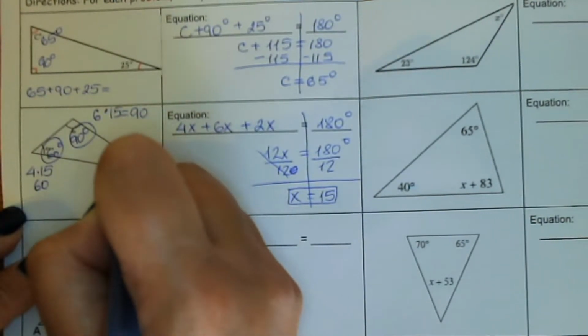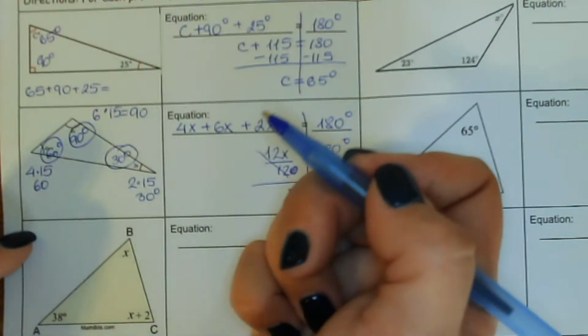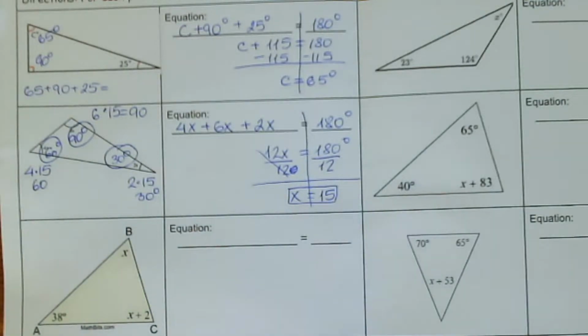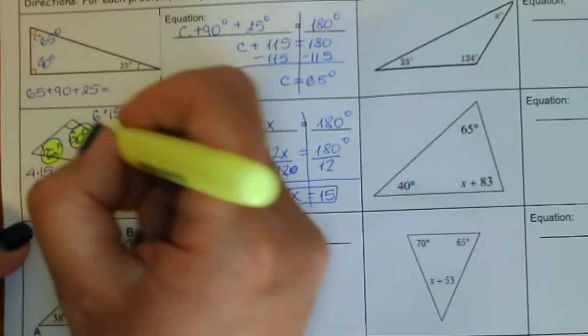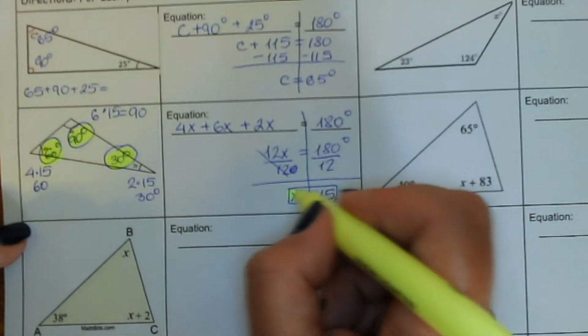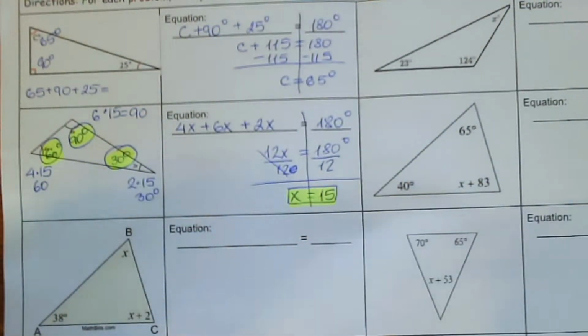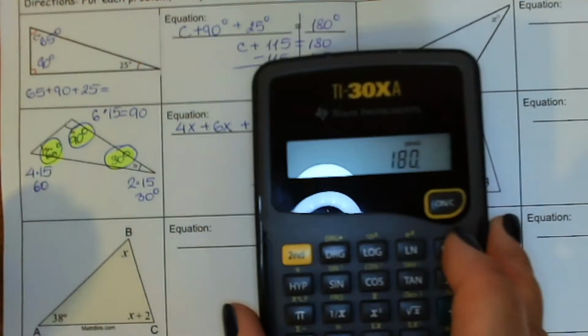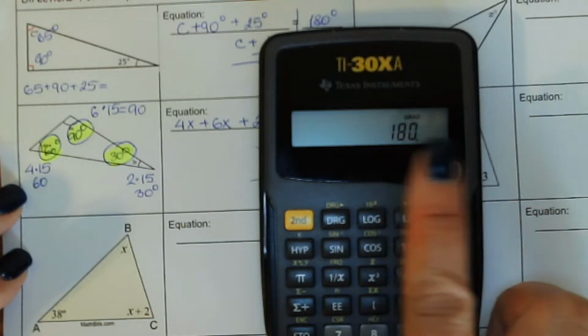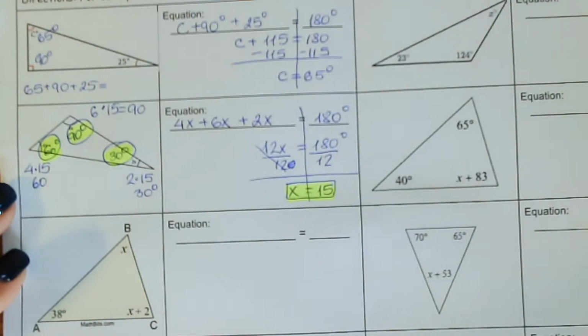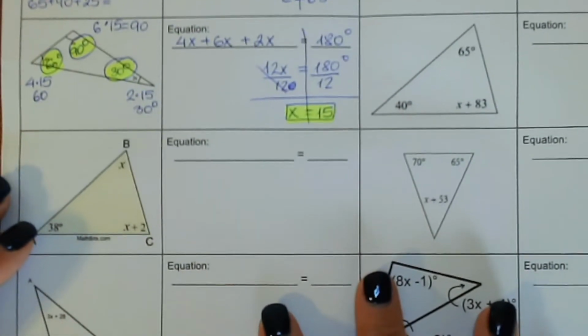60, 90, 30. Our angle values have to add up to 180 degrees. So the x value itself is 15. If the problem says solve for x, x is 15. If the problem says find all the angle measures, we have 60 plus 90 plus 30 equals exactly 180. So we found them all, nice.